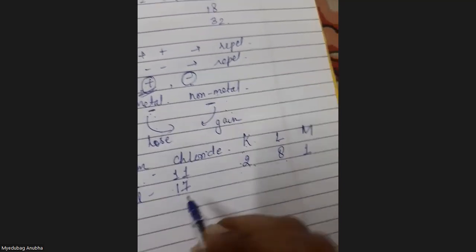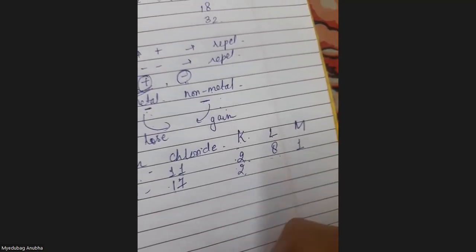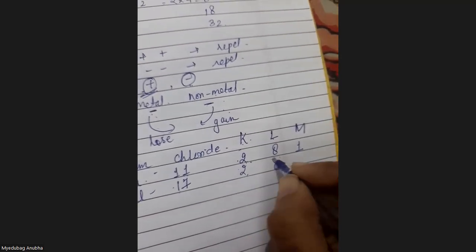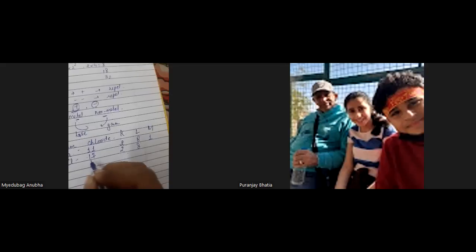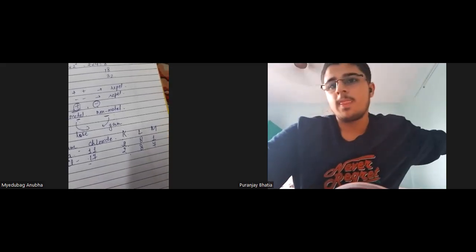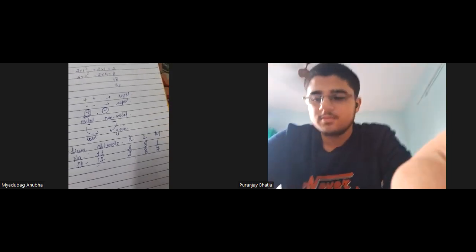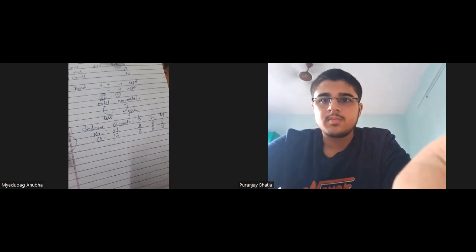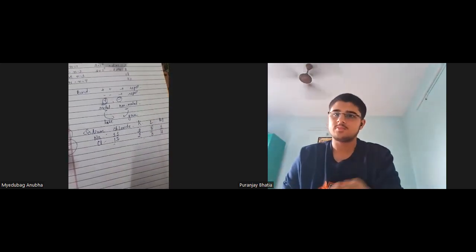Similarly, in the case of chlorine, the first shell has 2 electrons. The second would have 8, and we have just filled 10 electrons. The 7 are still left here. So at the last shell, 7 electrons will come. This is the first step of the formation. What is the first step? To write the electronic configuration. Here we have completed our first step.